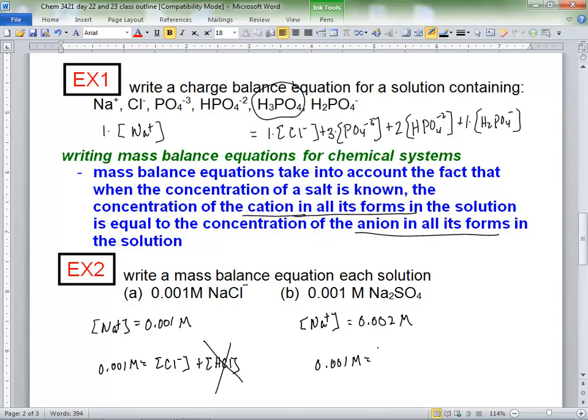Okay. So what are the different forms of sulfate in water? This is always in water. SO4 minus 2 definitely is one of them, right? Are there any others? HSO4. And H2SO4.